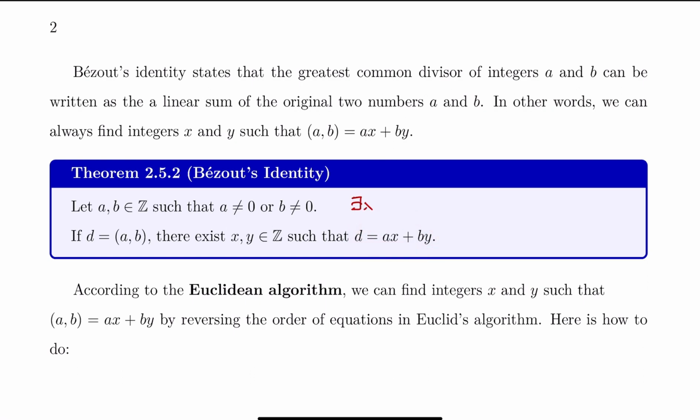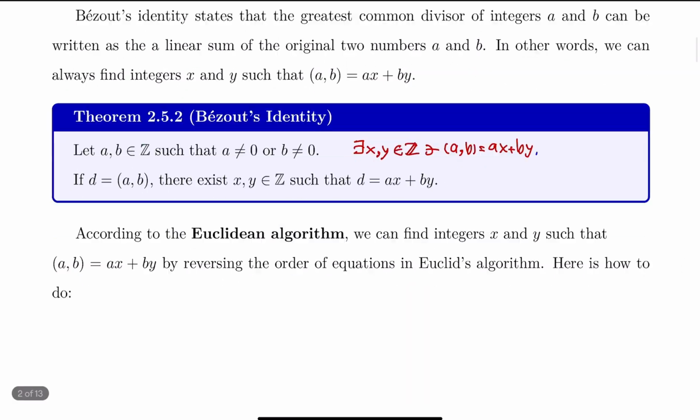This is a theorem in section 2.4. We've learned that there exist integers x and y such that the greatest common divisor of a and b is ax plus by. Actually, this is the Bezout identity. We can use the Euclidean algorithm to find such integers x and y.